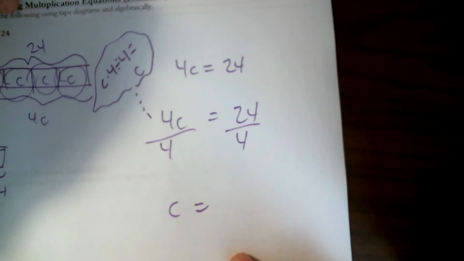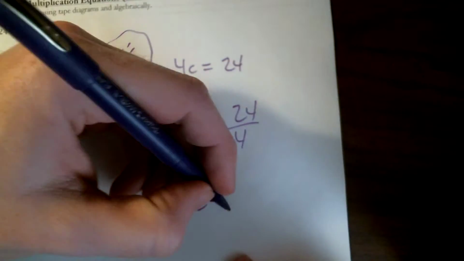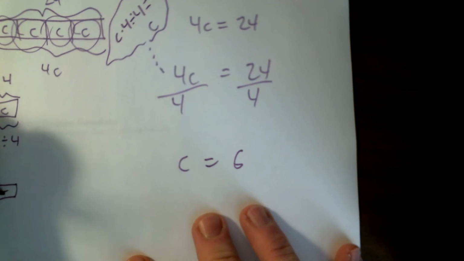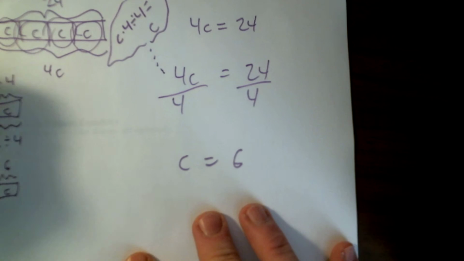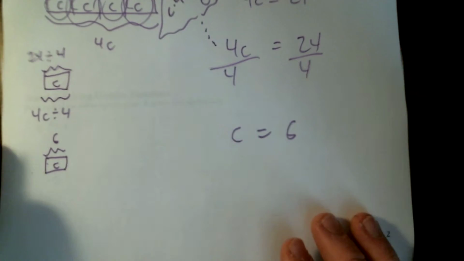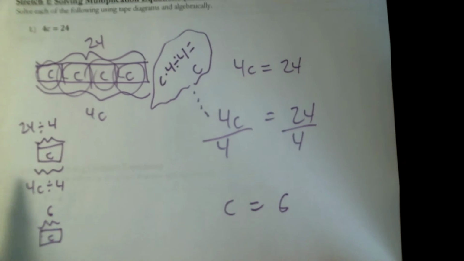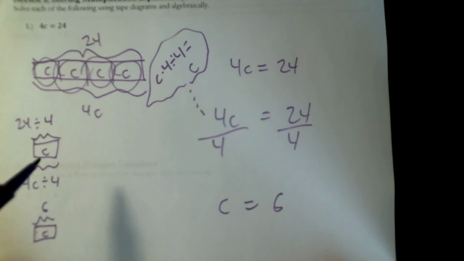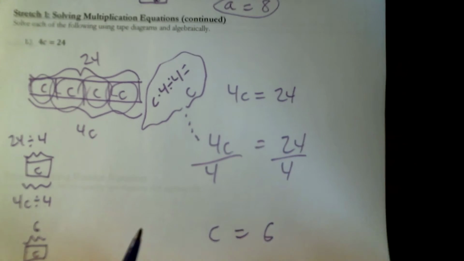Well, what's 24 divided by 4? 24 divided by 4 is 6. So c must be 6. So look, we've shown this both algebraically and with tape diagrams to verify our situation. Think if you put a 6 here, it'd be 6, 6, 6, 6. That's 4 6s. That would in fact be 24. Moving right along.